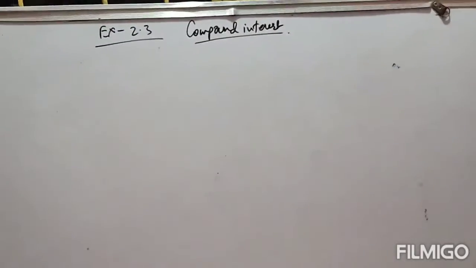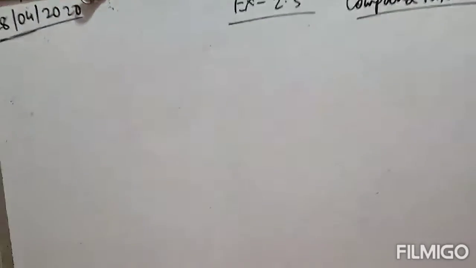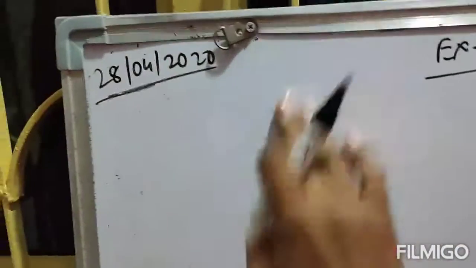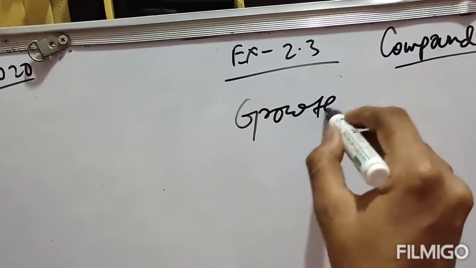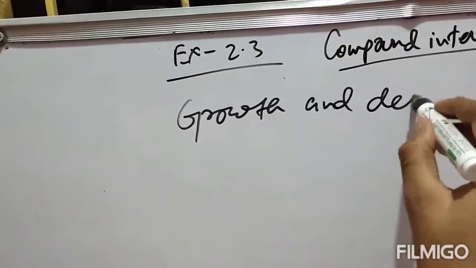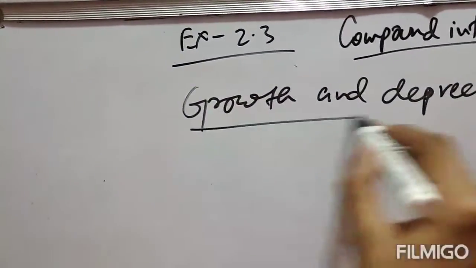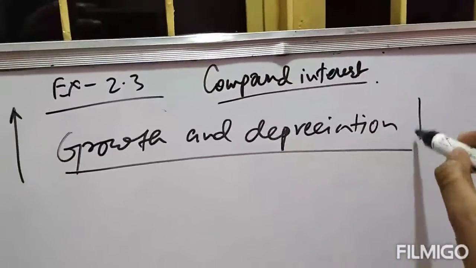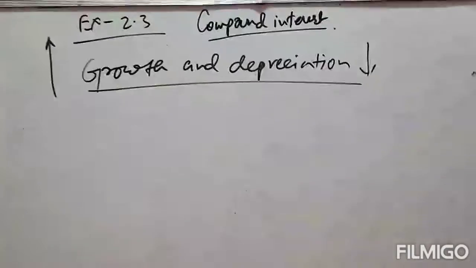Today we will start exercise 2.3 of the compound interest chapter. This is the last exercise of this chapter. Exercise 2.3 is growth and depreciation. Growth means increase, and depreciation means decrease.